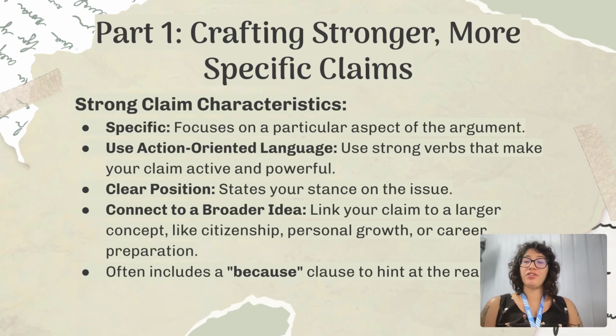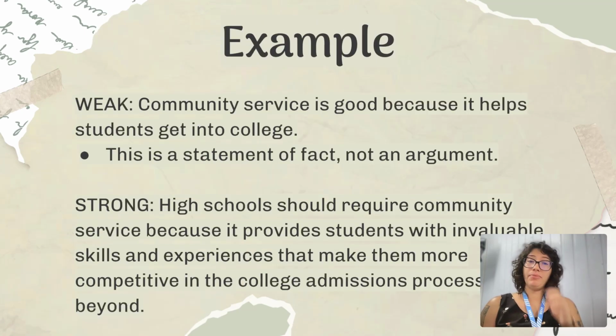You have to use action-oriented language. This really goes into language use where you're using strong verbs and strong vocabulary. You're making your claim active and powerful. You have to have a clear position, it has to be very clear what you are trying to argue, and you want to connect to a broader idea. So you can link to concepts like citizenship, personal growth, career preparation, and often there's a because, because you want to hint at your reasoning. So these are an example of a weak claim versus a strong claim.